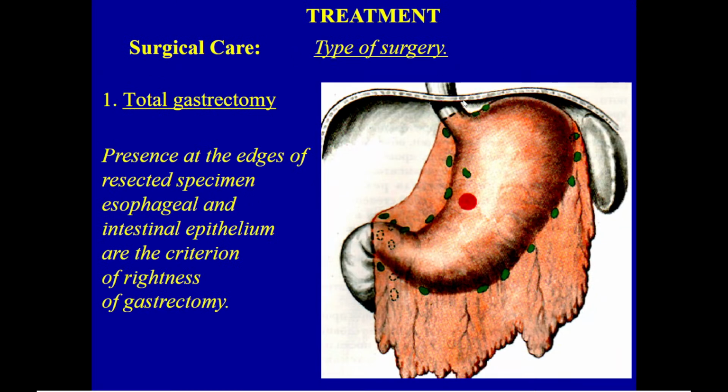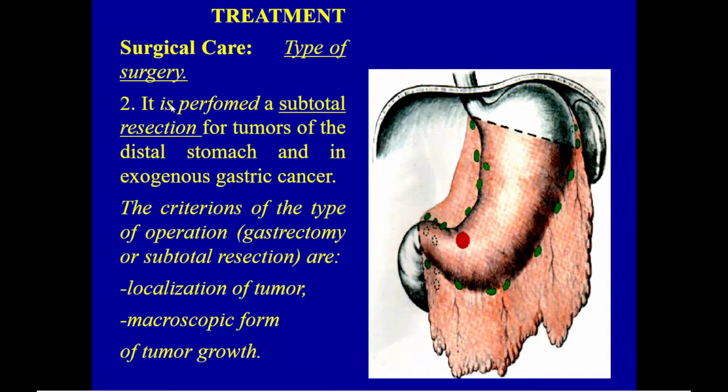As for total gastrectomy, presence at the edge of the resected specimen of esophageal and intestinal epithelium are the criterion of radicalness of gastrectomy margin. Subtotal resection of stomach for tumors of the distal stomach and in exogenous gastric cancer.